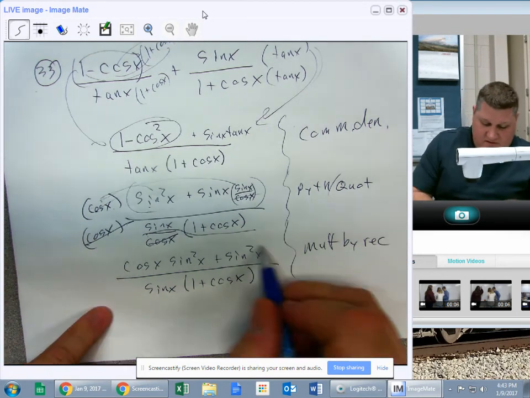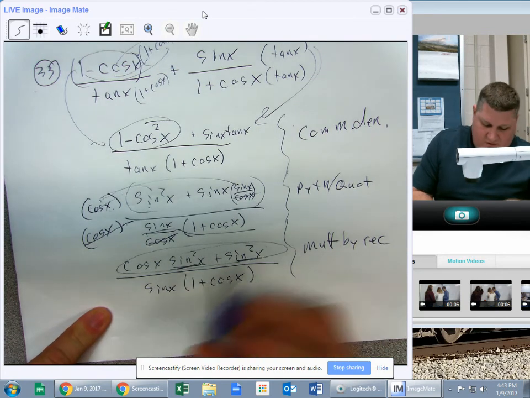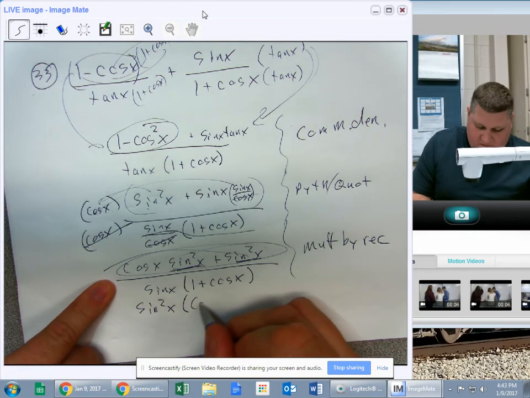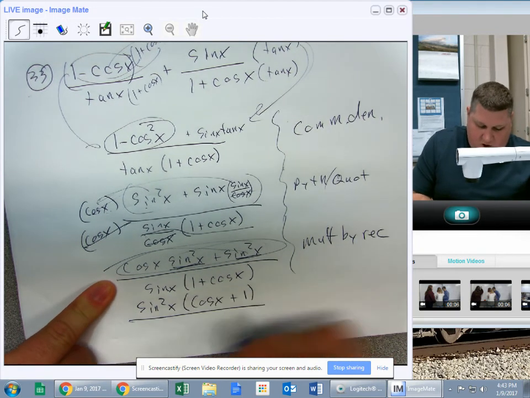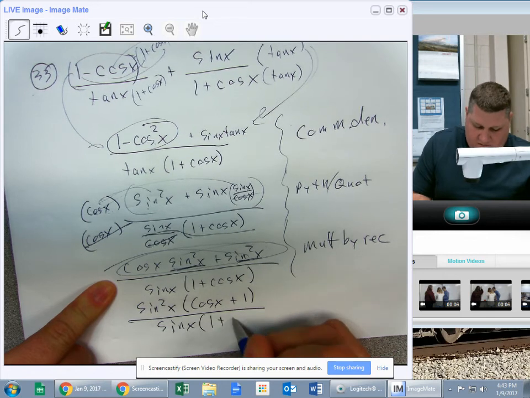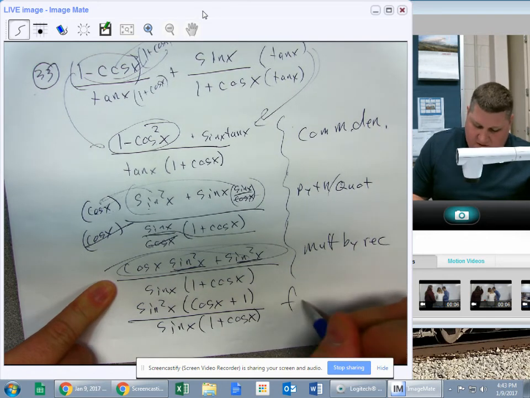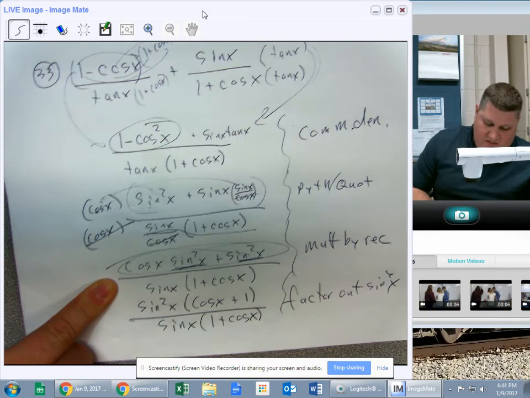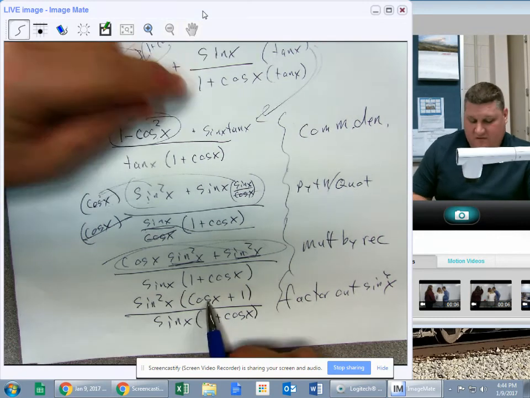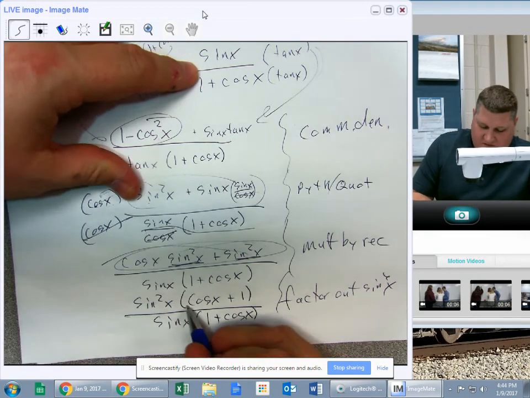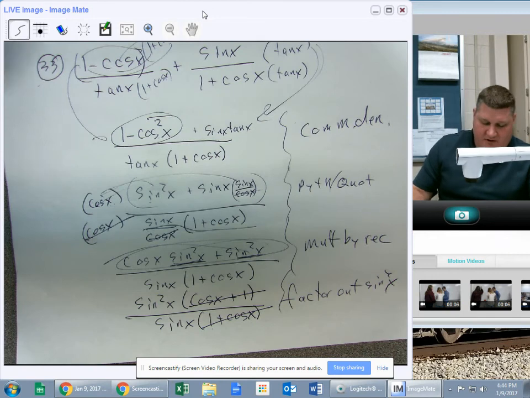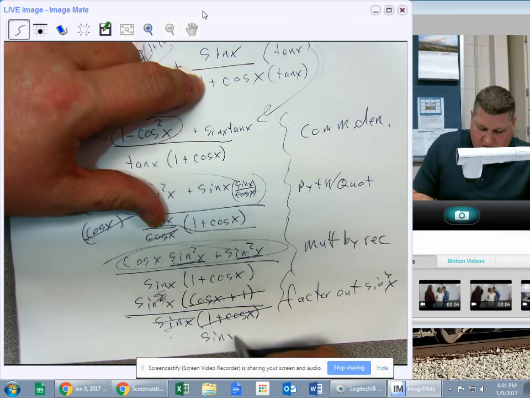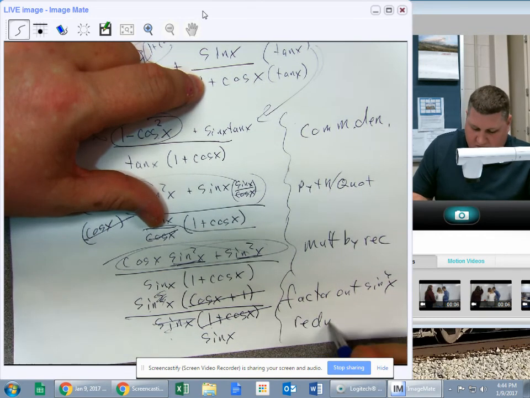Okay, next, let's take a look at the top. Ooh, I got a sine squared and a sine squared. Let's take it out. So let's go sine squared x, parenthesis, cosine x plus 1, over sine x times 1 plus cosine x, by factoring out sine squared x. That's nice, because now look what happens. Cosine x plus 1, 1 plus cosine x, gone and gone. Reduce. Now I also have sine squared over sine. Get rid of 1 there, get rid of 1 there, and my answer is sine x by reduction.